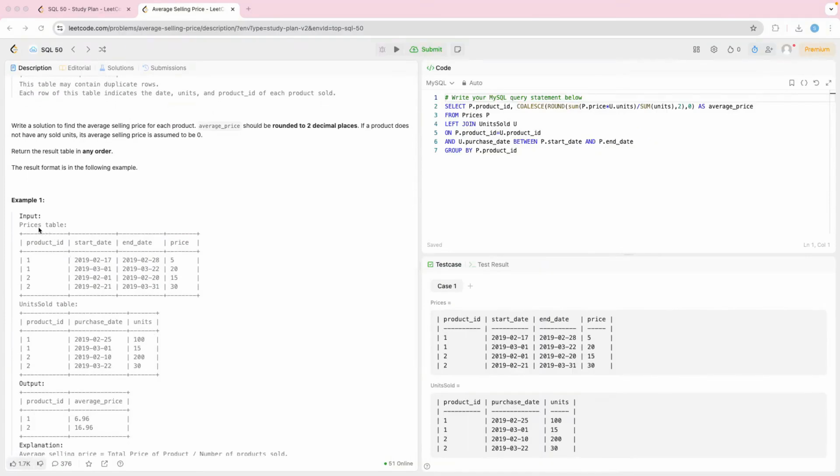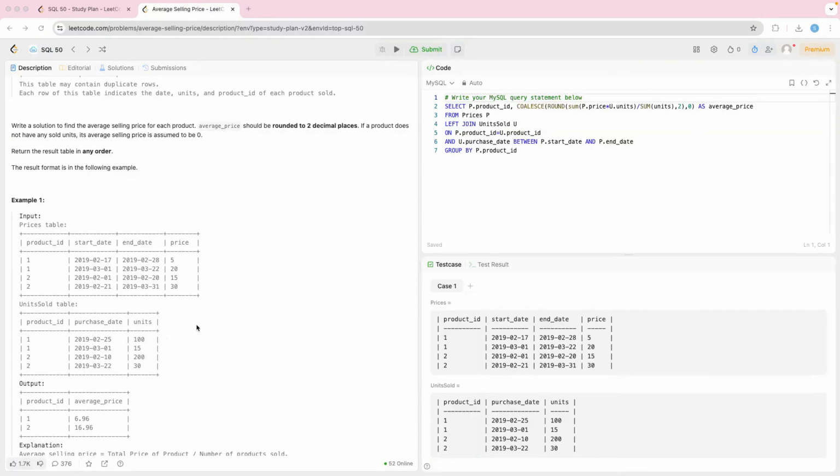Here we have the Prices table. It has four columns: product ID, start date, end date, price. Product ID is 1 and 5 units were sold between this start date and end date. And this is the UnitsSold table. Here we have product ID, purchase date, units. Product ID 1 had 100 units purchased on 25-2-2019.